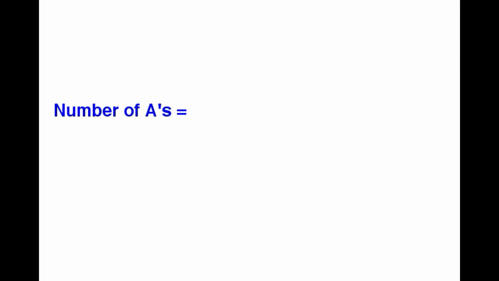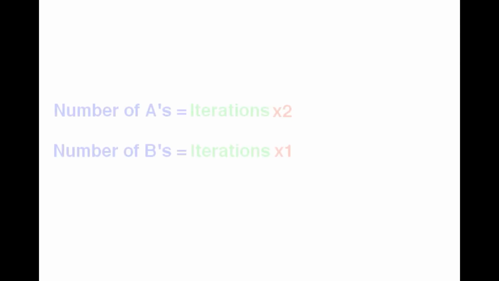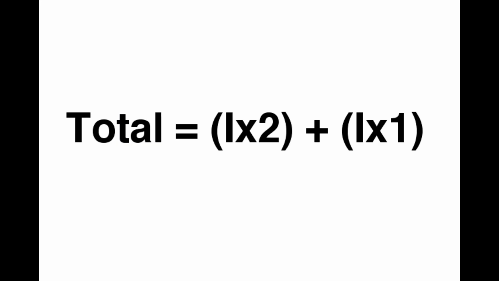The number of A's is equal to the iterations times 2. The number of B's is equal to the iterations times 1. Or A equals iterations times 2, B equals iterations times 1. If we shorten iterations to I, we can write this out as an equation. And to make it easier, we know that I times 1 is just I.